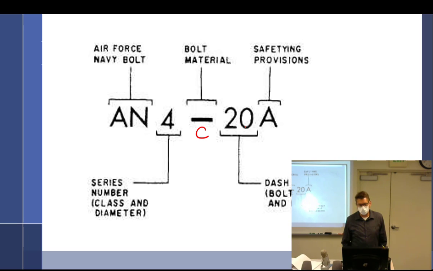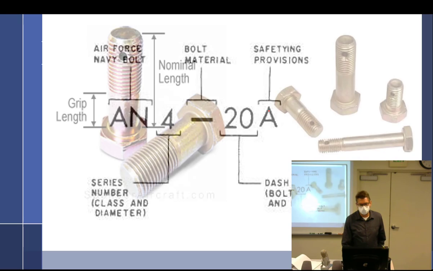How long is this bolt here? 2 inches and 0.8. Is it a little more than 2 inches or a little less than 2 inches? It's always a little more than. They don't cut them short, they cut them long. And the A means that there's no hole. Okay.